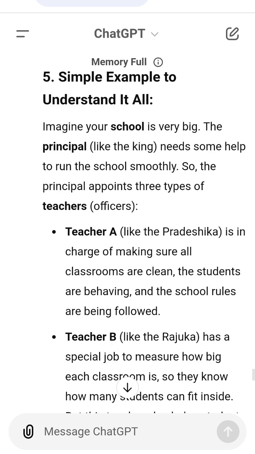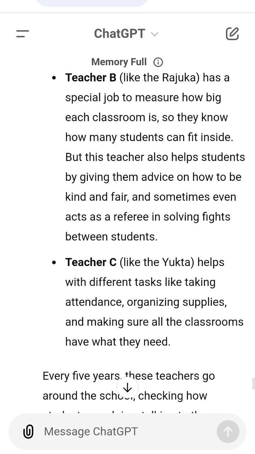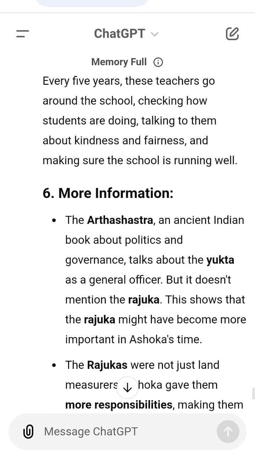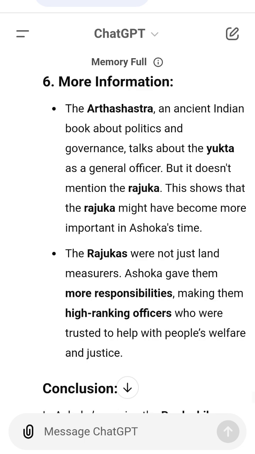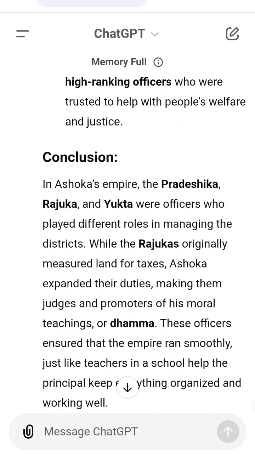Conclusion. In Ashoka's empire, the Pradeshika, Rajuka, and Yukta were officers who played different roles in managing the districts. While the Rajukas originally measured land for taxes, Ashoka expanded their duties, making them judges and promoters of his moral teachings, or Dhamma. These officers ensured that the empire ran smoothly, just like teachers in a school help the principal keep everything organised and working well.